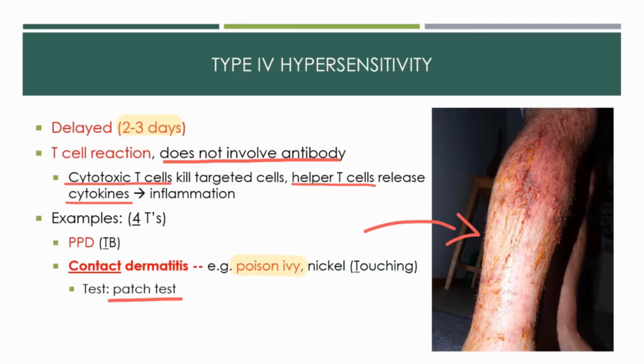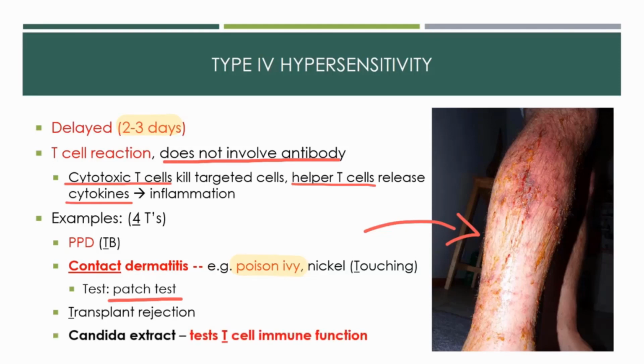Diluted chemicals will be placed on small areas of the patient's back, and they will get a response in the area exposed to the substance at fault. Certain types of transplant rejection and also graft versus host disease are due to T cell reactions and are type 4 hypersensitivities. We'll be discussing transplants in further detail later in this lecture.